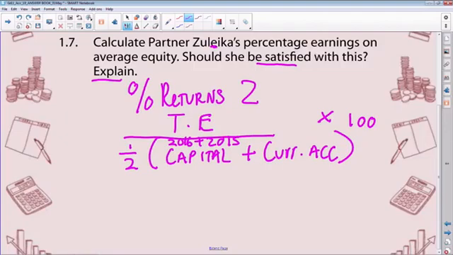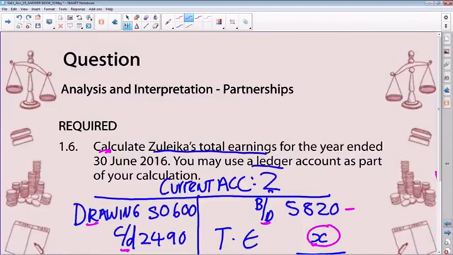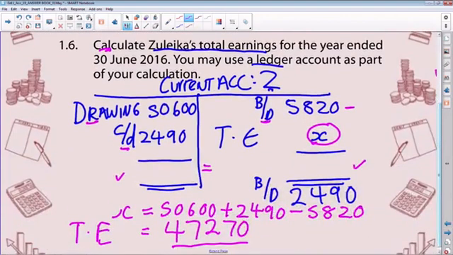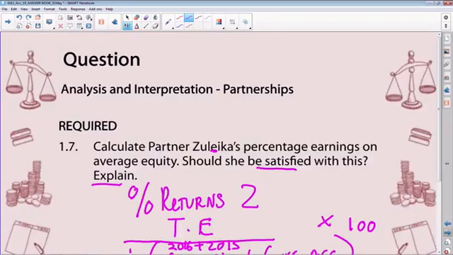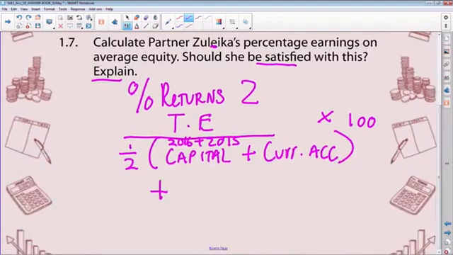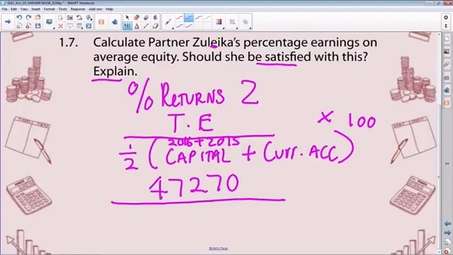Okay, total earnings, as I mentioned, it's coming from the previous question. Remember, I did change the screen for you to see the total earnings: 47,270. So let's take that through. We're now going to divide this by half of capital for both years plus the current account also for both years. So let's do that.